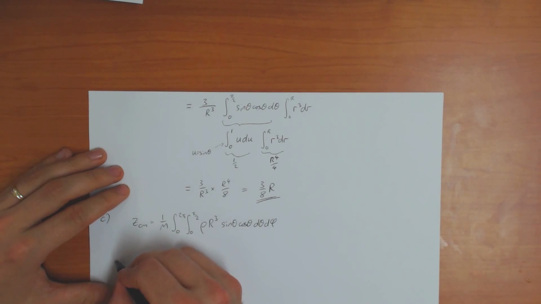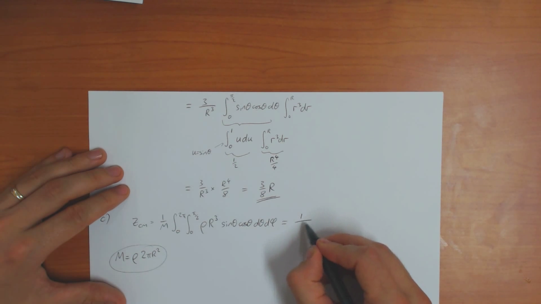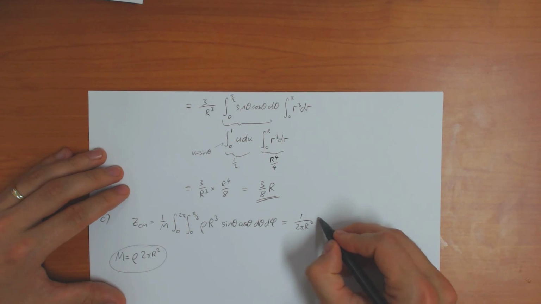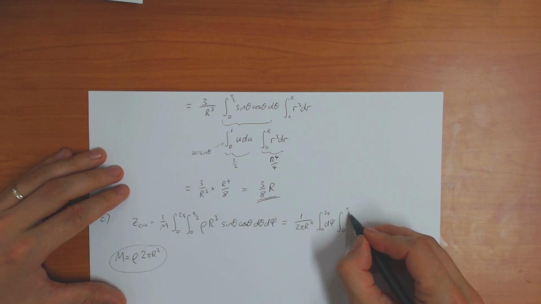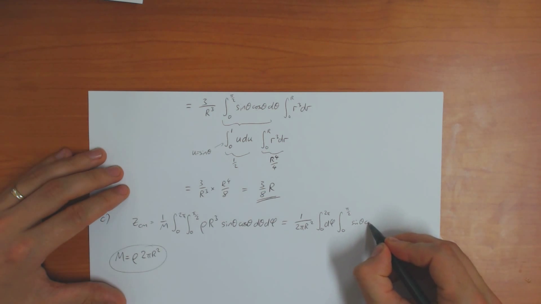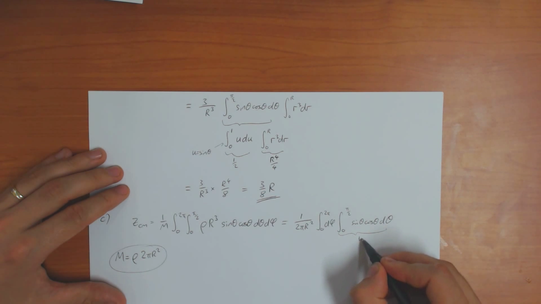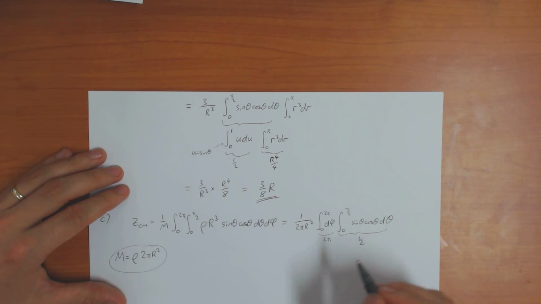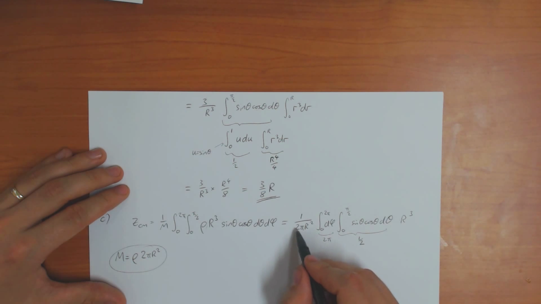Okay, and the mass is rho times the surface area, and the surface area is 2 pi R squared. So that gets you 1 over 2 pi R squared, integral from 0 to 2 pi d phi, integral from 0 to pi by 2 sine theta cos theta d theta. This one we just worked out was a half. This one gives you 2 pi. And there's R cubed, sorry, which I forgot about, R cubed. Okay, so the 2 pi's cancel, and you just get R over 2.